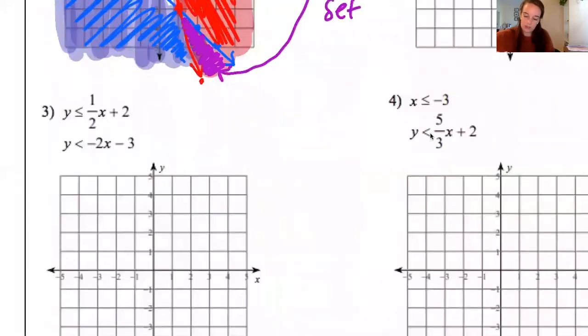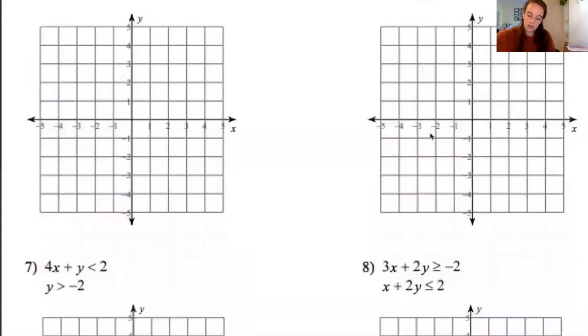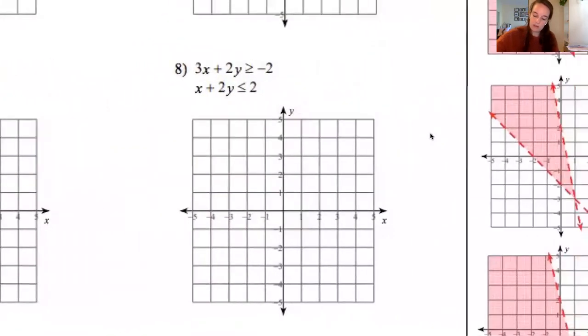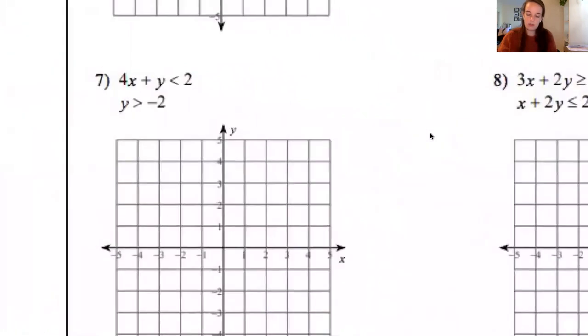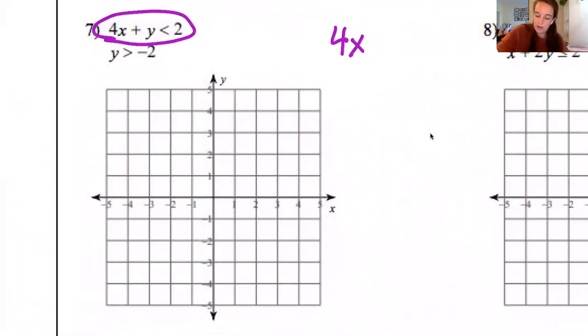Let's go ahead and do one of these ones down here. I'll do number 8 with you guys. No, actually, let's do number 7. All right, for number 7, we have this one here. I first need to solve it. So 4x plus y is less than 2.